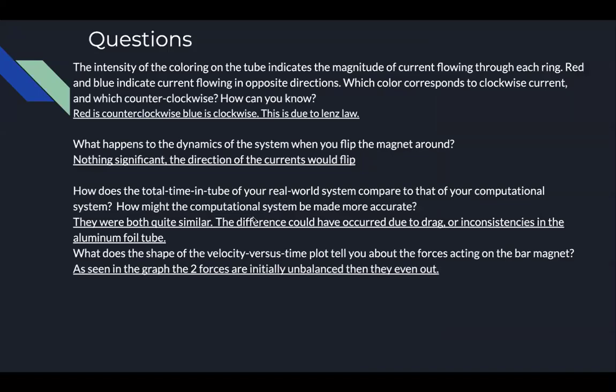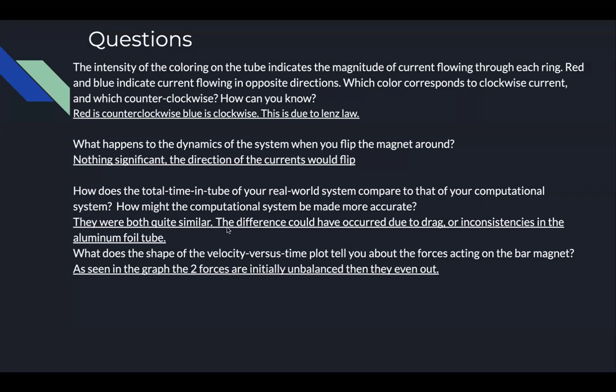Now the intensity of the color on the tube indicates the magnitude of current flowing in each ring. We find that the red is the counterclockwise direction and the blue is the clockwise direction due to Lenz's law. And as far as flipping the magnet around, nothing significant would have happened. Only the direction of the currents would flip in our model. And then as far as comparing the time between the model and real life, they're actually quite similar. The tiny differences could have been due to not taking into account drag or the inconsistencies in the aluminum foil.